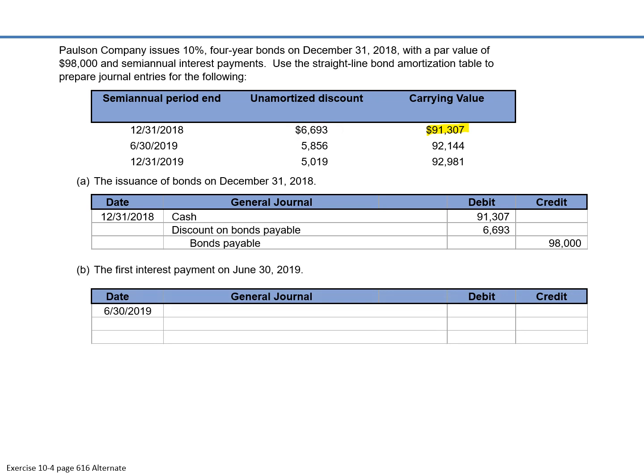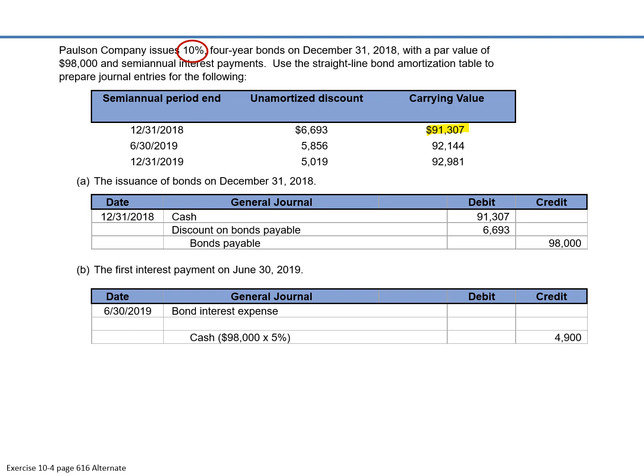What about the interest payments? Well, we're going to have bond interest expense, we know. We're going to have cash that goes out the door equal to 10% divided by 2, 5% times our par value, 98,000.